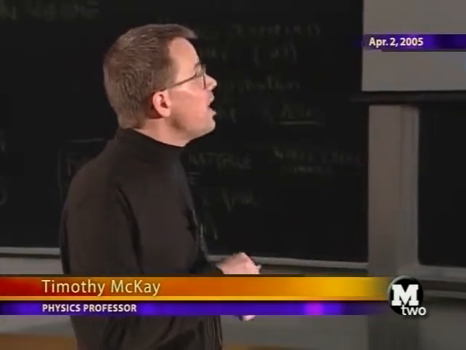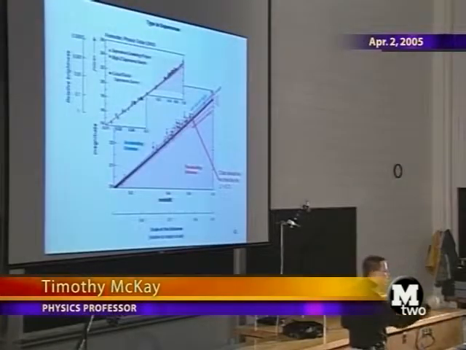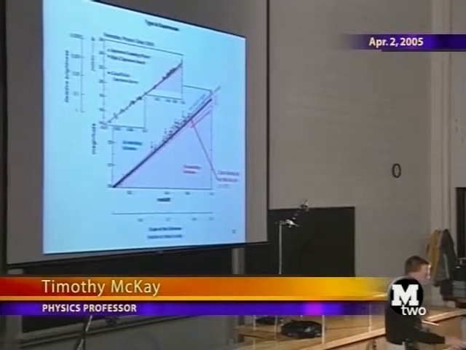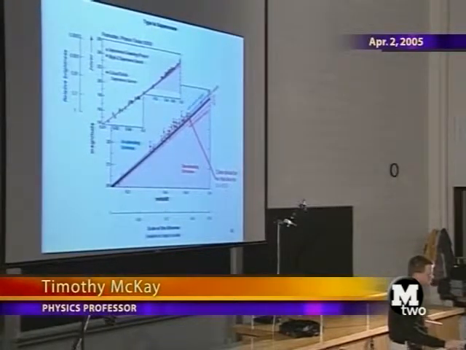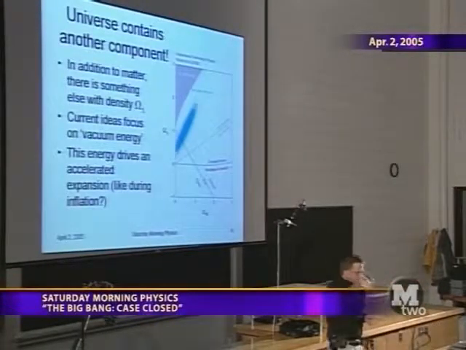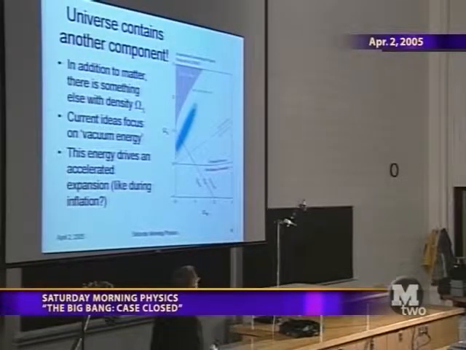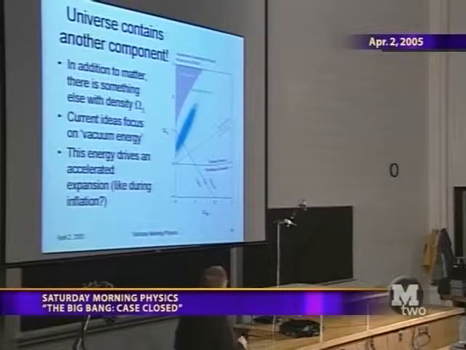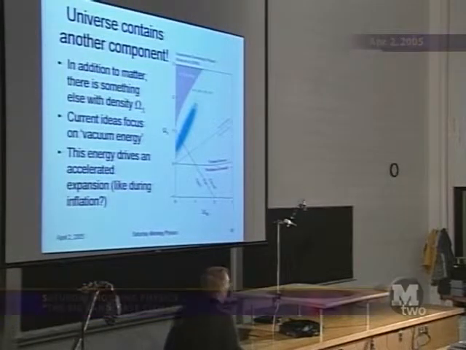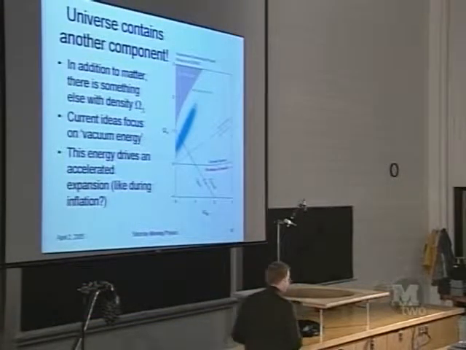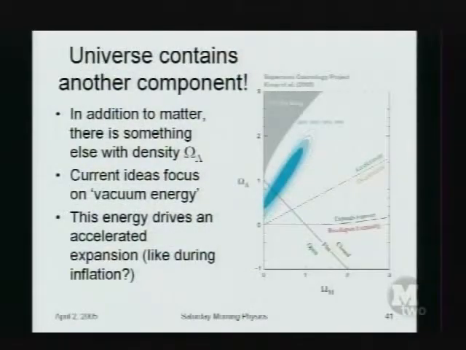And that was the first evidence that there was something other than just this matter density in the universe, something that was making the universe accelerate. All right. The universe contains another component, not just the matter that we know about, but also something else that has a density. We describe that density as omega lambda. And this lambda just might be the cosmological constant that Einstein wrote down in the first place. We don't know yet, but it could well be just that kind of parameter.